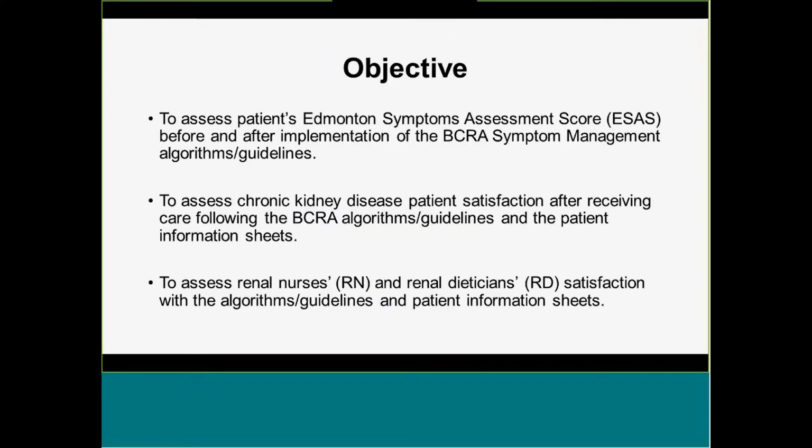So for our project, our objectives are as follows. The first objective was to assess patients' ESAS score before and after implementation of these BC Renal Agency symptom management algorithms and guidelines. We also wanted to assess chronic kidney disease patient satisfaction after receiving care following these guidelines and patient information sheets. And we also wanted to assess renal nurses and renal dietitian satisfaction with these algorithms and patient information sheets, as they're the primary healthcare professionals that will be utilizing these tools in the clinic.